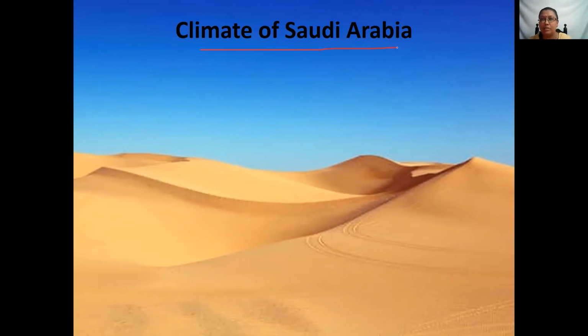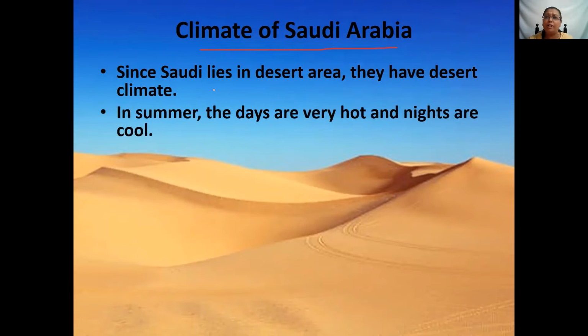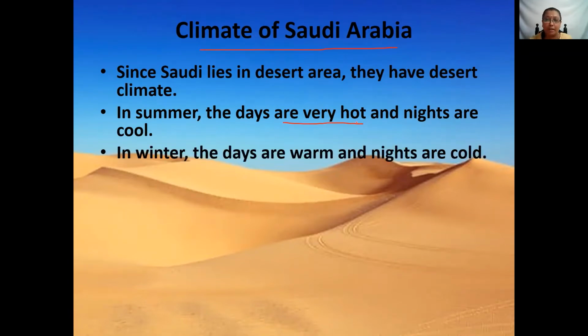Okay, as I told you, the Saudi Arabia lies in a desert. So what type of climate will the country have? Naturally, they will have desert climate, right? Since Saudi lies in desert area, they have desert climate. And we have learned a lot about desert climate, how the summers will be and how the winters will be, right? In summers, the days will be very hot and nights are cool. In winters, the days will be warm, whereas the nights will be very cold. This is how the temperature will be in desert.